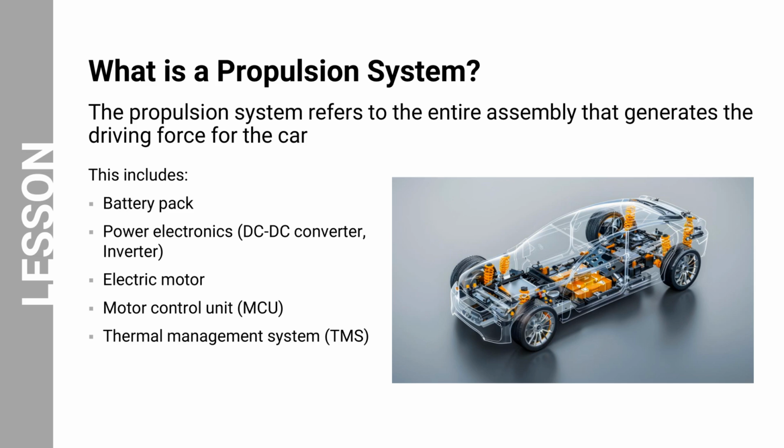So, what is a propulsion system? This refers to the entire assembly that generates the driving force for the car. It encompasses everything from the battery storing the energy to the wheels that transmit that energy to the road. This includes the battery pack, the power electronics, DC to DC converter, inverter, the electric motor, the motor control unit, abbreviated as MCU, and the thermal management system, abbreviated as TMS.